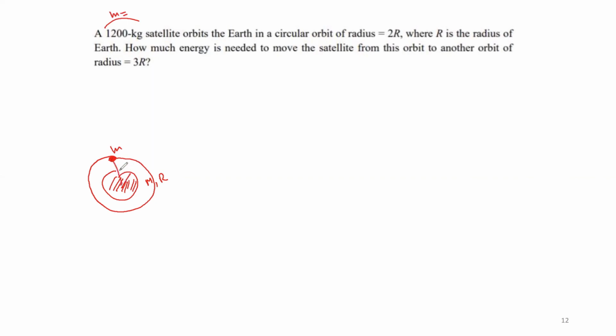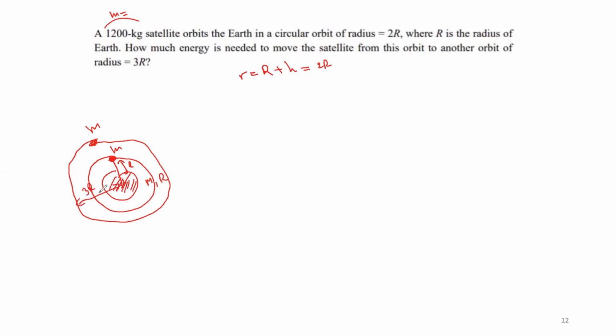Radius is 2R, meaning this. So the altitude here is R, of course, because you remember that radius is R plus h. So here radius is 2R, altitude is R. Good. Now, how much energy is needed to move this satellite from this orbit to another orbit of radius 3R? So now I have another orbit, the same satellite going into another orbit. Now the radius is 3R. Okay, so this distance here is 3R.